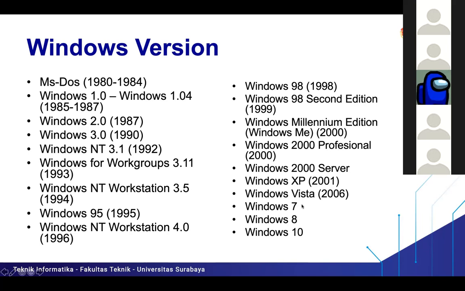As you can see right here, Windows 7, then Windows 8, then we don't see Windows 9, right? So I don't know why Microsoft skipped that version. Maybe there is a reason from Microsoft to skip Windows 9. Okay, maybe any one of you knows why Microsoft skipped Windows 9.